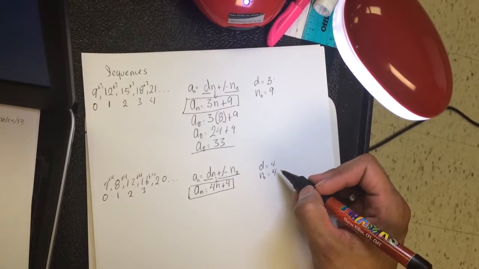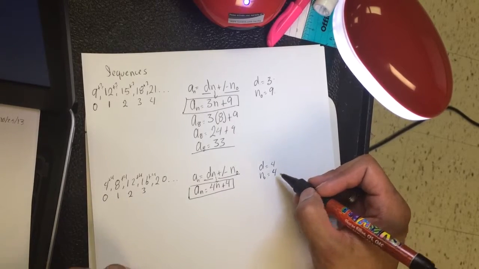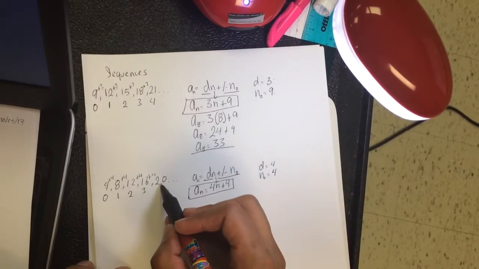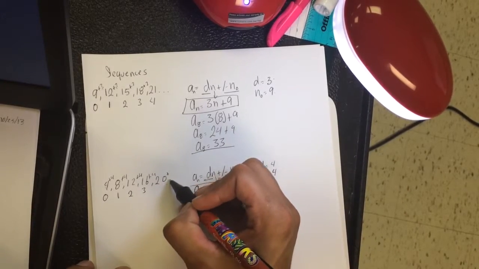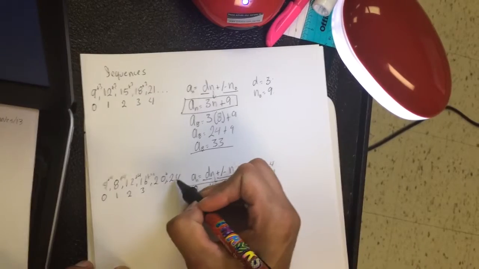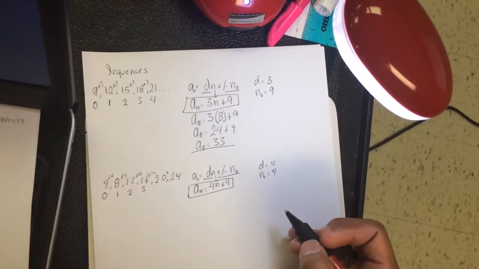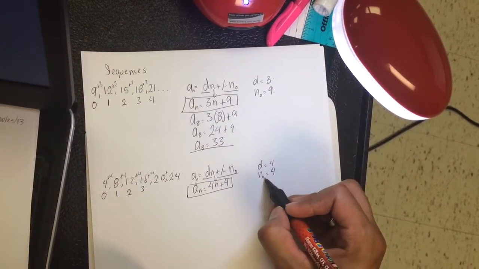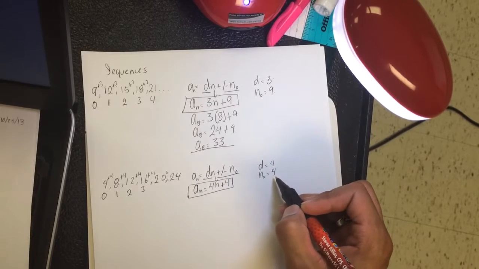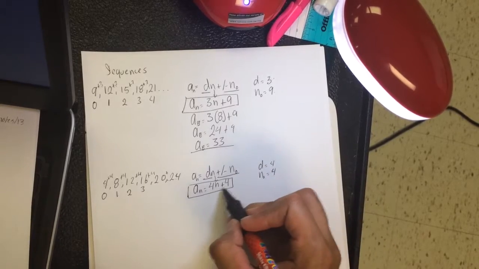The second said, what is the next value in the sequence? Well, if you know that it's adding 4, if you add 4 to 20, what do you get? 24. Easy. The next one is find n sub 0. We already found it. It's 4. The next one says find the rule. We already found it. It's right here.